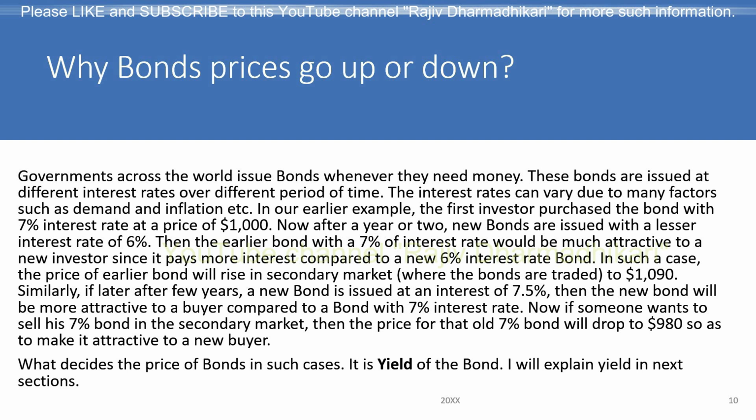Similarly, if a few years later a new bond is issued at an interest of 7.5%, then the new bond will be more attractive to a buyer compared to a bond with 7% interest. Now if someone wants to sell his 7% bond in the secondary market, then the price for that old 7% bond will drop to $980 so as to make it attractive to a new buyer. What decides the price of bonds in such cases? It is the yield of the bond. I will explain yield in the next sections.